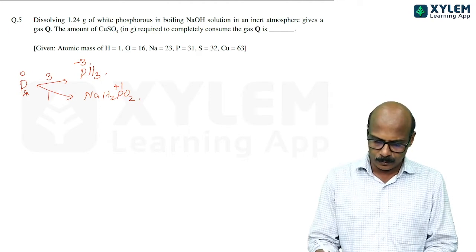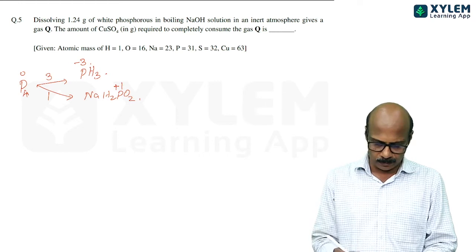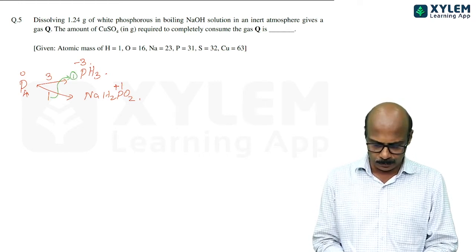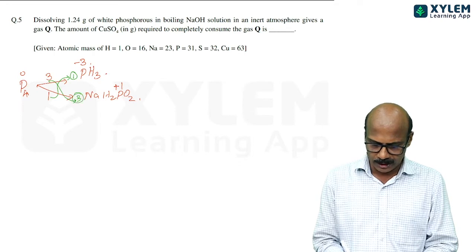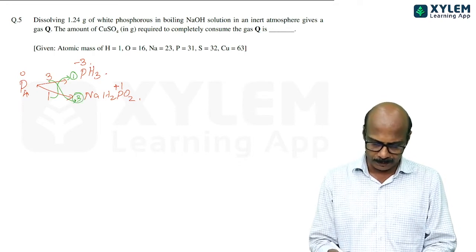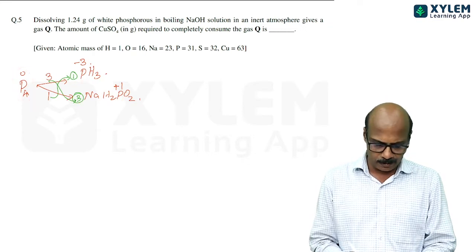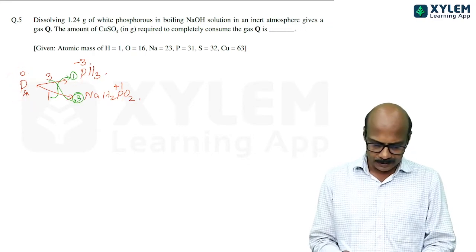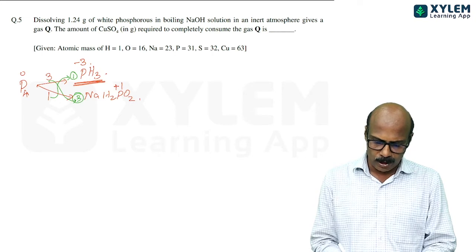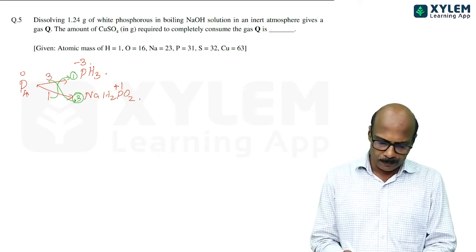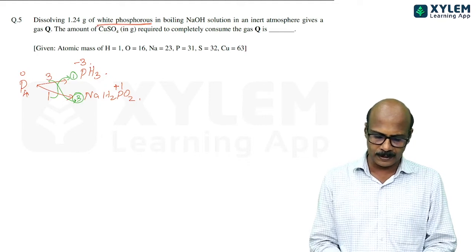To balance it, you want to interchange the change in oxidation state. That means when 1 mole phosphine is produced, you will get 3 mole NaH2PO2. That means when 4 phosphorus atoms are transformed, you will get 1 phosphine and 3 NaH2PO2. How many moles of white phosphorus is taken?